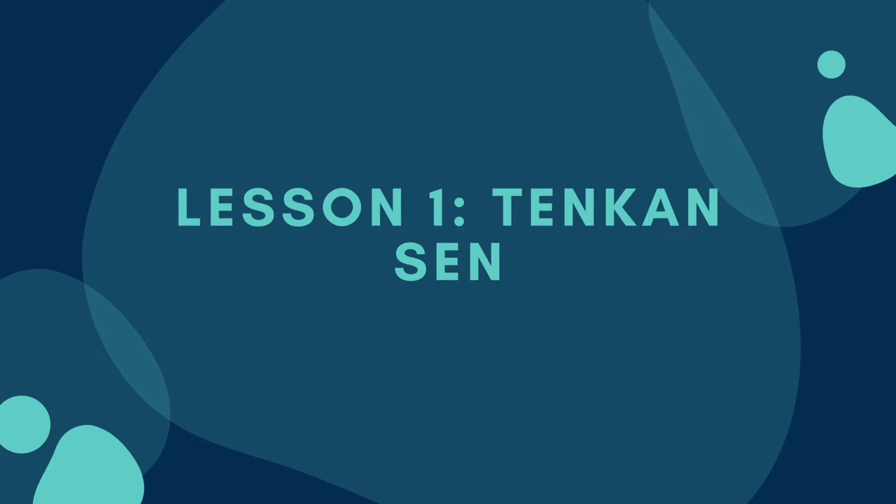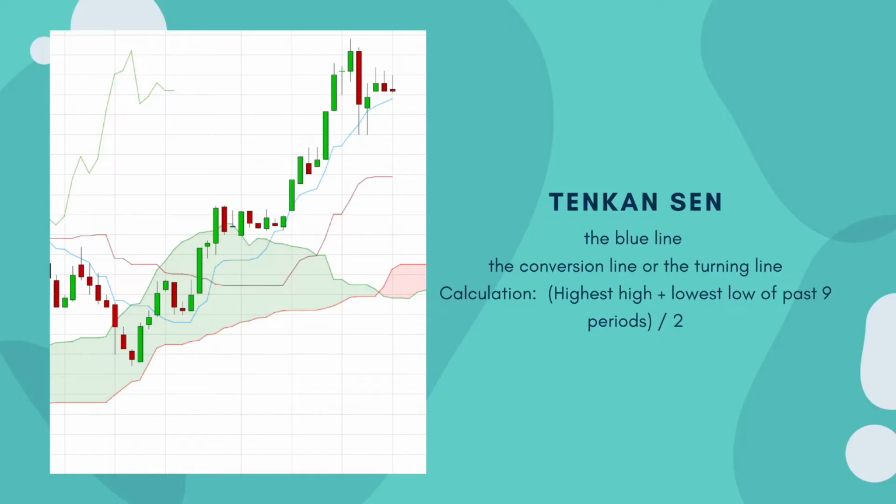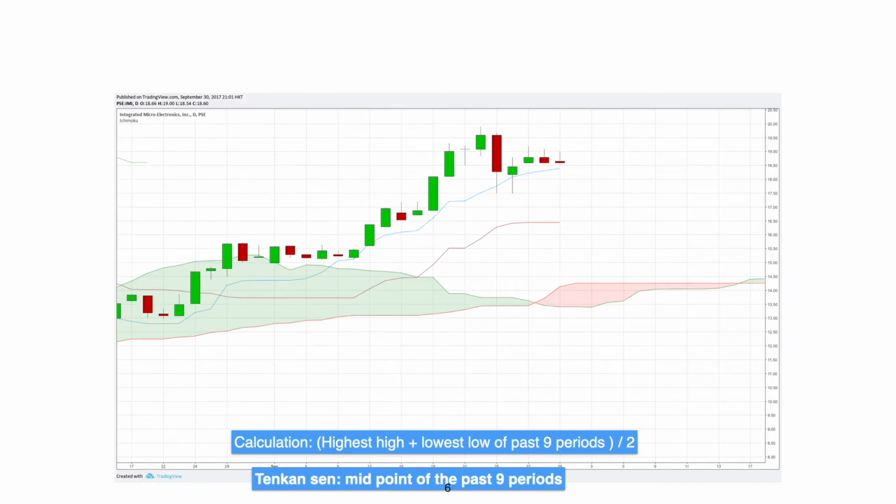Lesson 1. The Tenkan Sen. The Tenkan Sen is the blue line in an Ichimoku chart. It is also known as the conversion line or the turning line. This is calculated with the highest highs and the lowest lows for the past 9 periods divided by 2. The Tenkan Sen is the midpoint of the past 9 periods. So from the current period, we count 9 candlesticks back, then we add the highest high and the lowest low, and then divide that by 2.